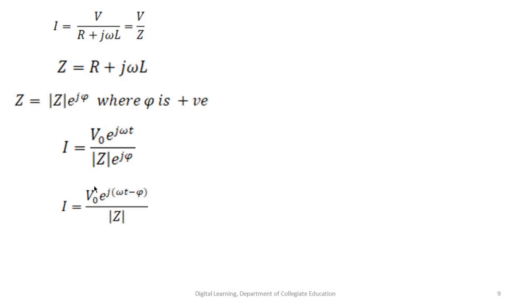Further simplification of this expression: I will be equal to V naught e power j omega t minus phi, whole divided by modulus of Z, where modulus of Z is equal to square root of R square plus omega square L square. Therefore I is equal to V naught e power j omega t minus phi divided by square root of R square plus omega square L square.